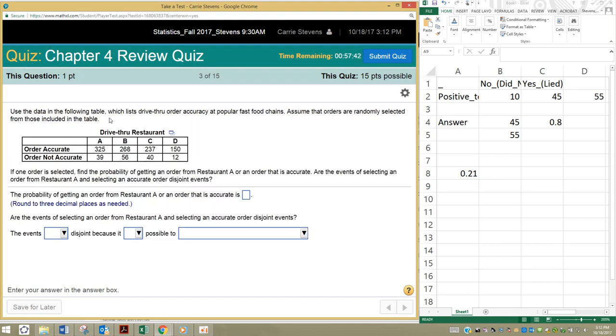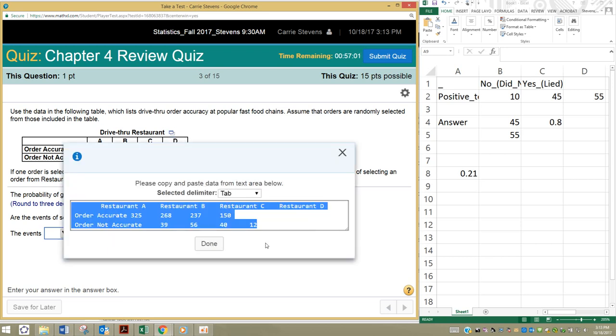Use the data in the following table, which lists drive-through order accuracy at popular fast food chains. Assume that orders are randomly selected from those included in the table. If one order, okay, that's important. Let's pay attention to that. If one order is selected, find the probability of getting an order from restaurant A or an order that is accurate. And then it's going to ask us if those events are disjoint. Okay, so really we're just being prompted to consider overlap here.